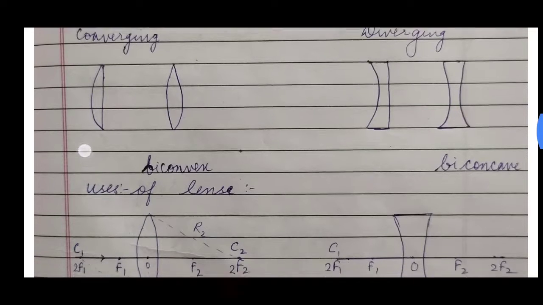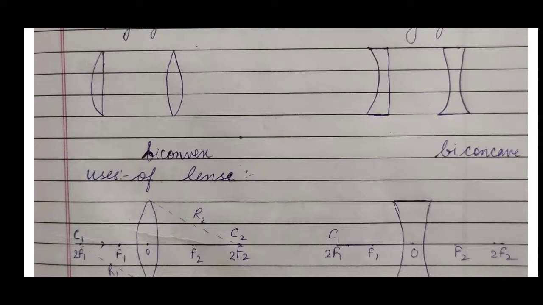The uses of convex lens: it is used in telescopes, cameras, projectors, microscopes, magnifying glasses, and even in hypermetropic eye defect correction convex lens is used. What are the uses of concave lens? It is used for wide angle spy holes in doors, and myopic eye defect correction.